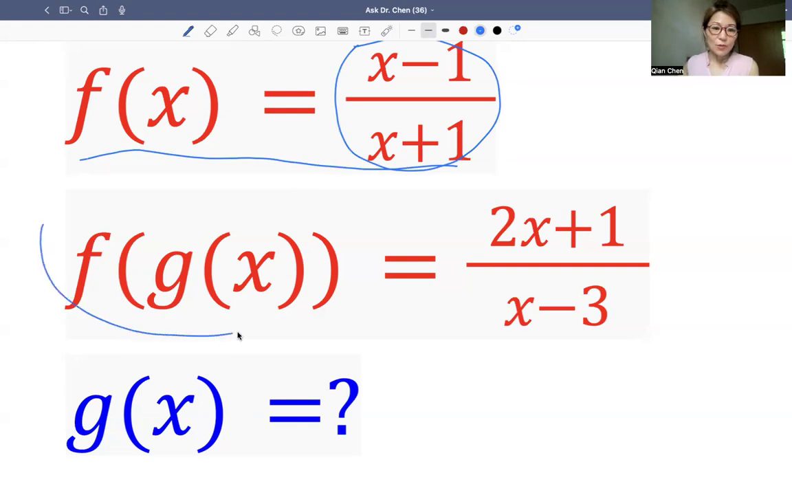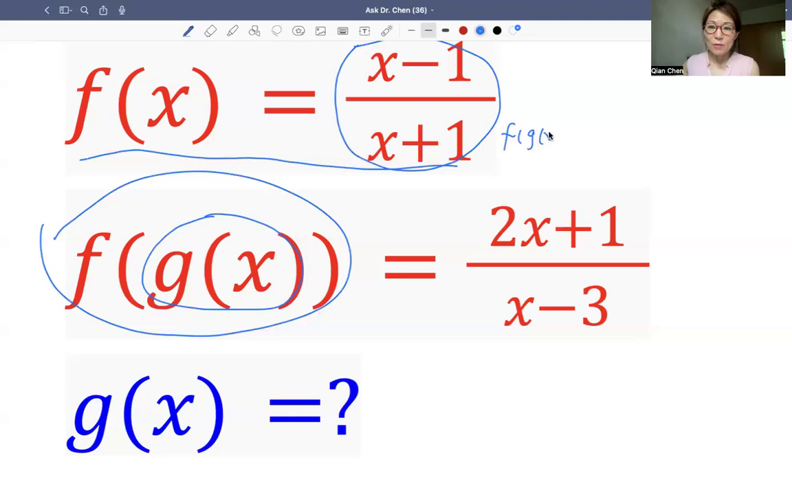So the composition of functions f of g of x, the input is g of x. So allow me to write here. So f of g of x, that's input, which is g of x, -1, divided by the input g of x +1, right? Because g of x is the input. So that's how function f is defined. The numerator is the input -1, the denominator is the input +1. Well, then this is given as this.